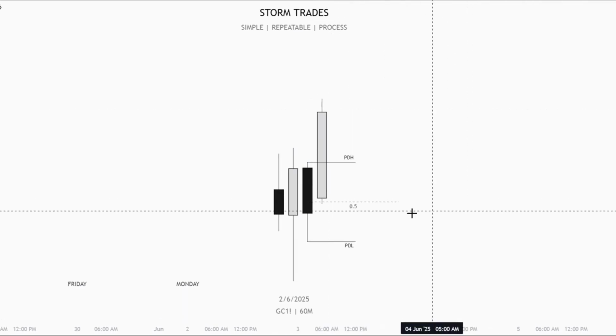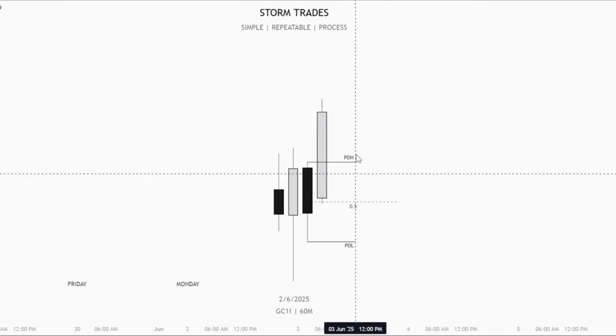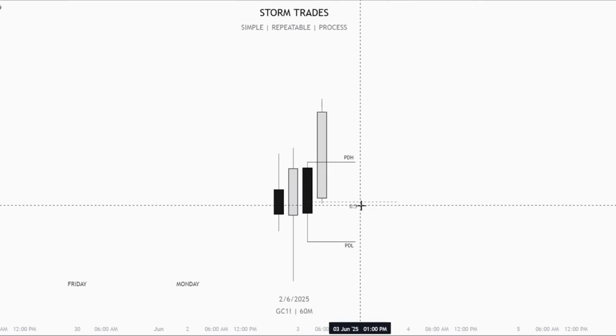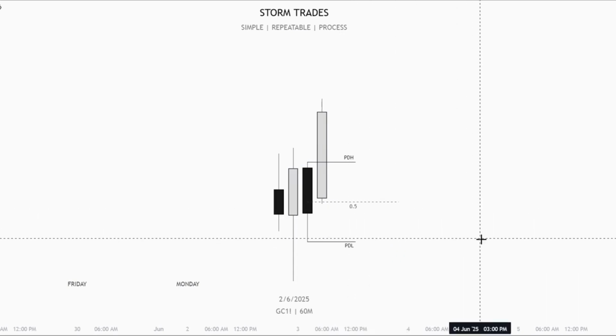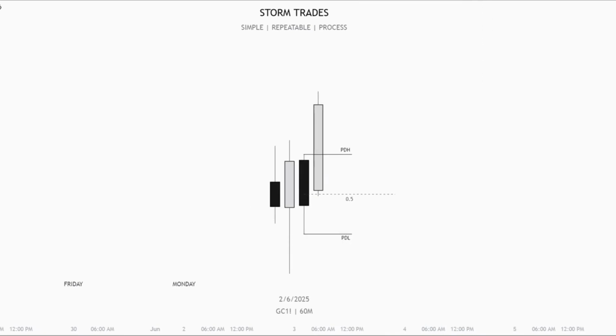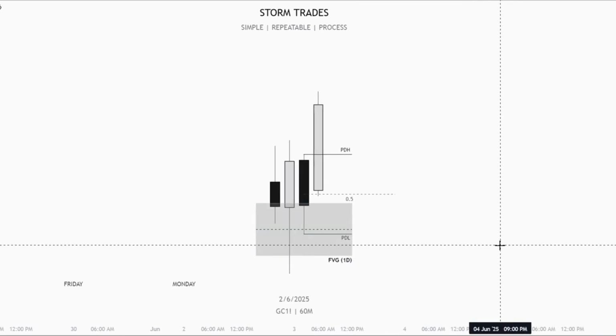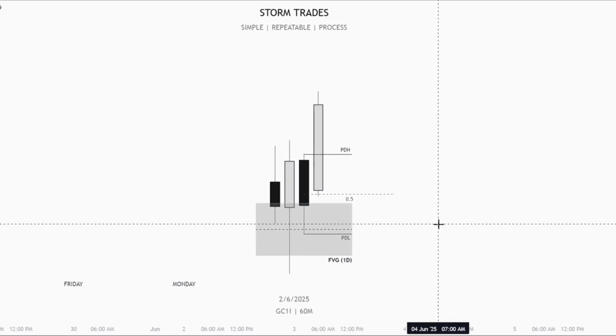It's very clear in the morning here. We are displacing right through the previous daily high. We never really even came close to the lower quadrant of the previous daily candle. And that makes sense because we are delivering from internal range liquidity.